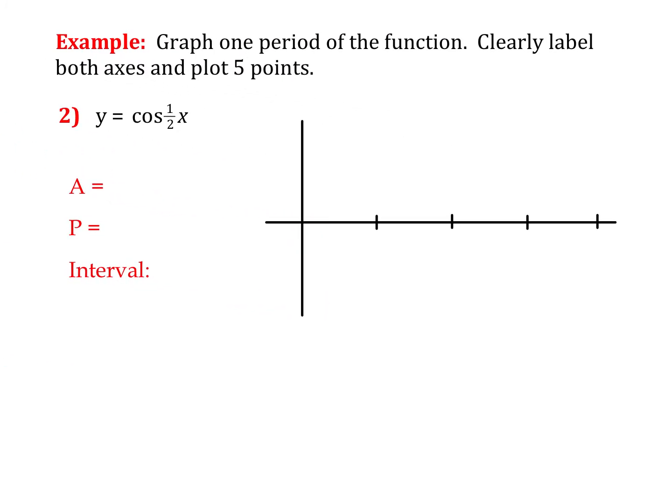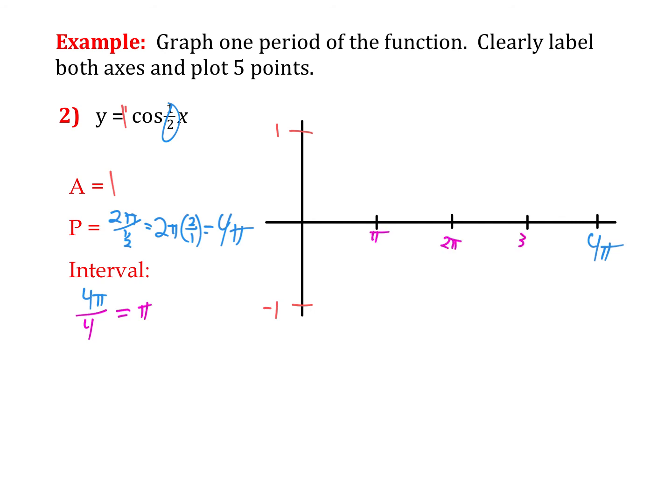All right, next up, cosine of 1/2 x. Amplitude is 1. So that means I go up 1, I go down 1. The period comes from the b value. So we'll have 2 pi divided by 1/2. Well, that's the same as 2 pi times 2 over 1. That's going to be 4 pi. So our period is 4 pi. The interval is going to be 4 pi divided by 4. Well, that's just 1 pi. So we'll count up 1 pi, 2 pi, 3 pi, and of course 4 pi.